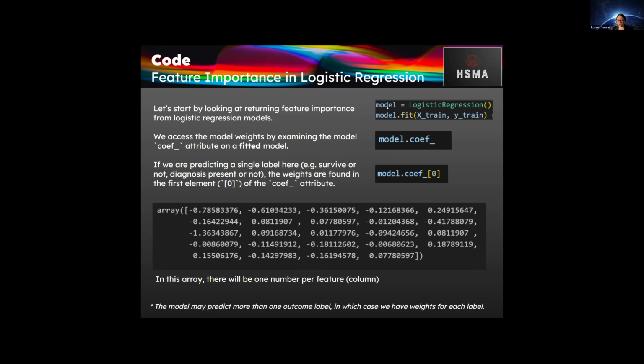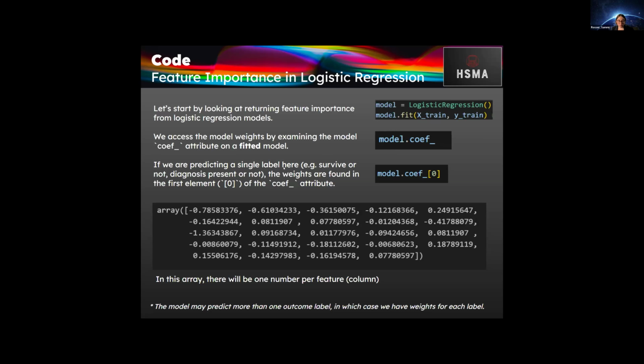We're going to start by looking at returning feature importance from logistic regression models. You've already done this. We access the model weights by making our logistic regression model. We then fit our model, and then we access this coef attribute. So coef underscore. Remember, this dot implies it's an attribute of this model. It is part of the model object that we've created.